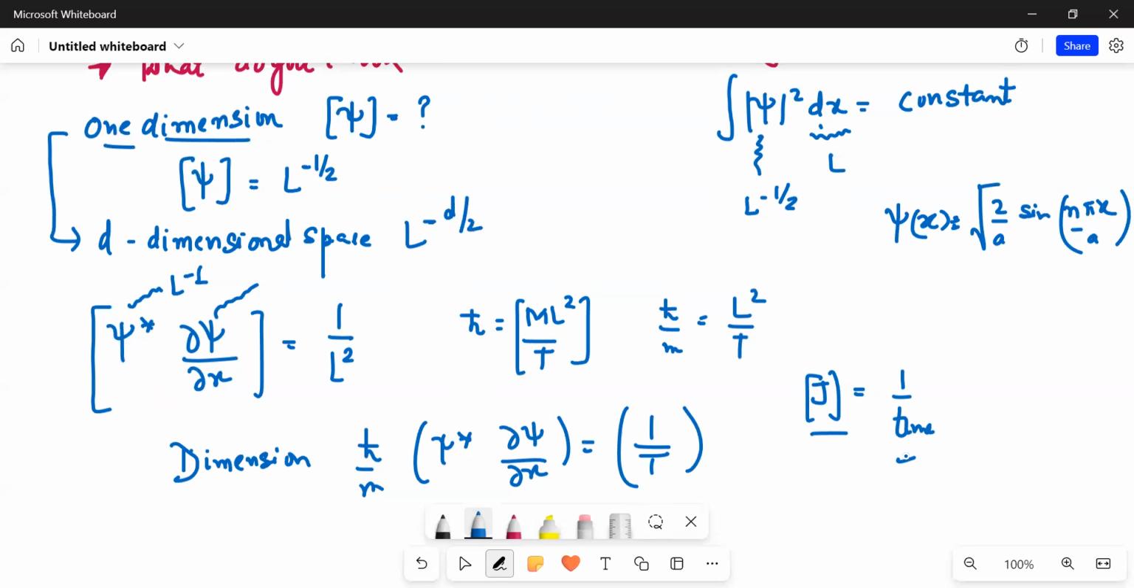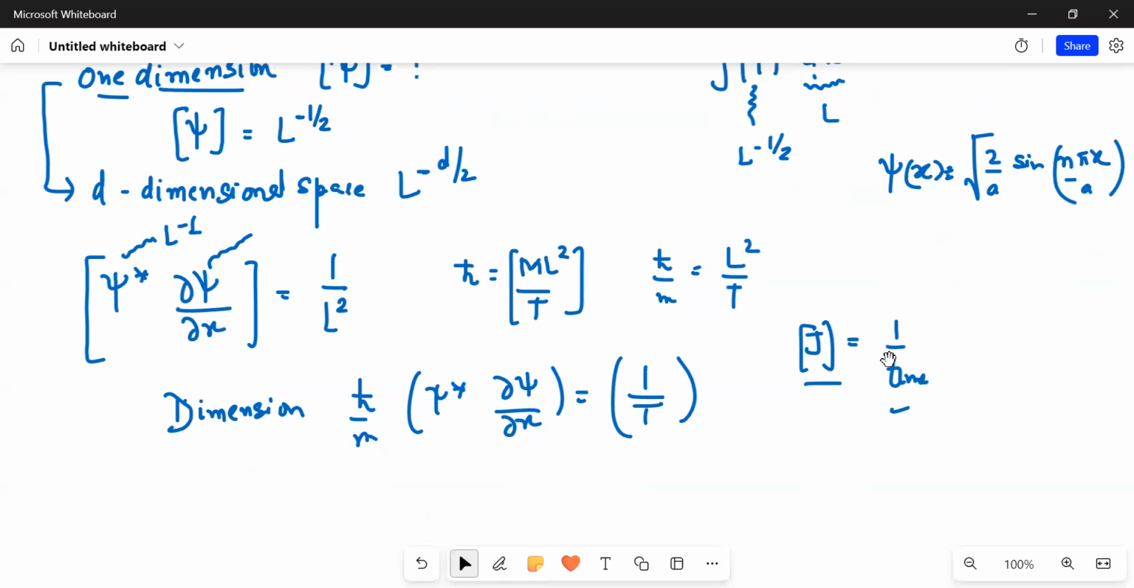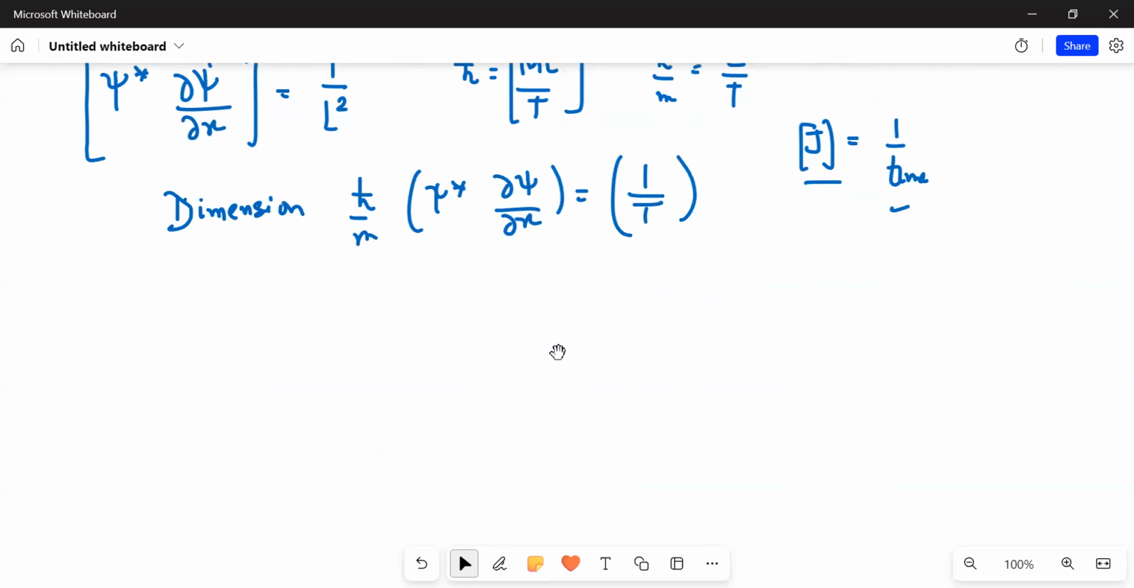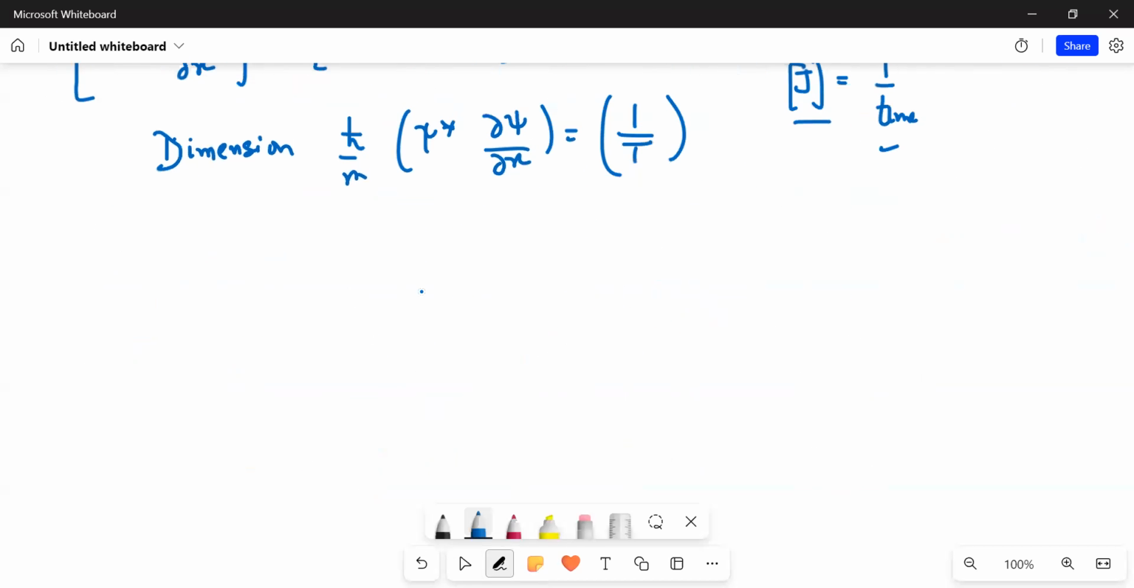Okay, so this is one thing, and please understand that this probability current density is actually an outcome of the conservation of probability only.